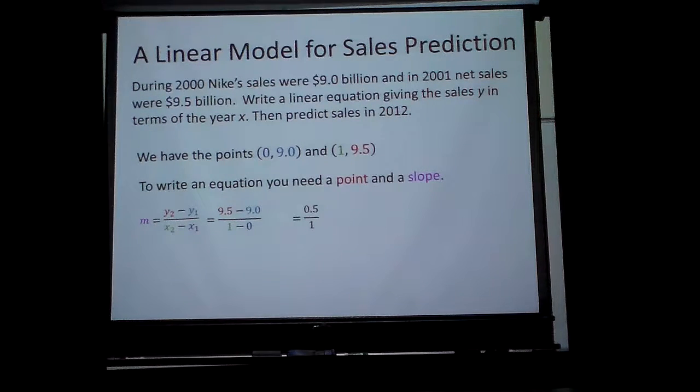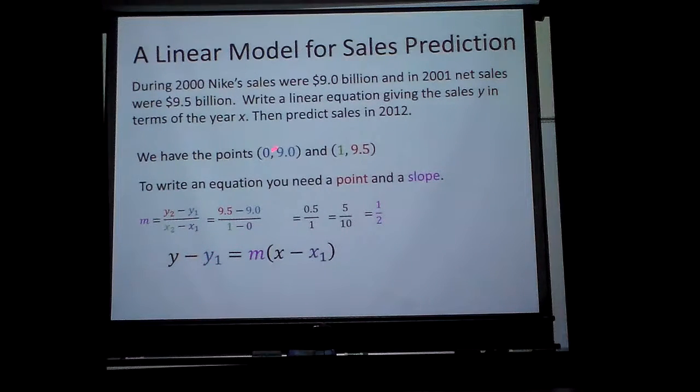Now I'm probably thinking logically, well, if I go up $500 million a year and I'm going up for 12 more years, probably just take 12 times that. But let's do the math here. 0.5 is the same as 5/10. I like fractions better. Or the same thing as what? 1/2. 0.5 over 1 is the same thing as 1/2. So let's plug in our values here. We know that the slope is 1/2.